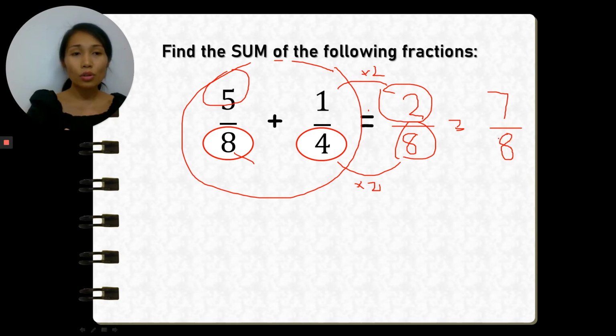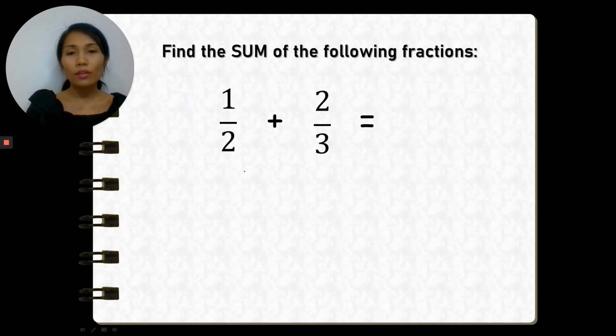So with any method you use, finding the LCD first, or this method where you see 4 is a factor of 8, so you don't need to go to the first one. Whatever method you use, as long as you get the same answer, then that is fine. All right. Okay, let's try another one here.